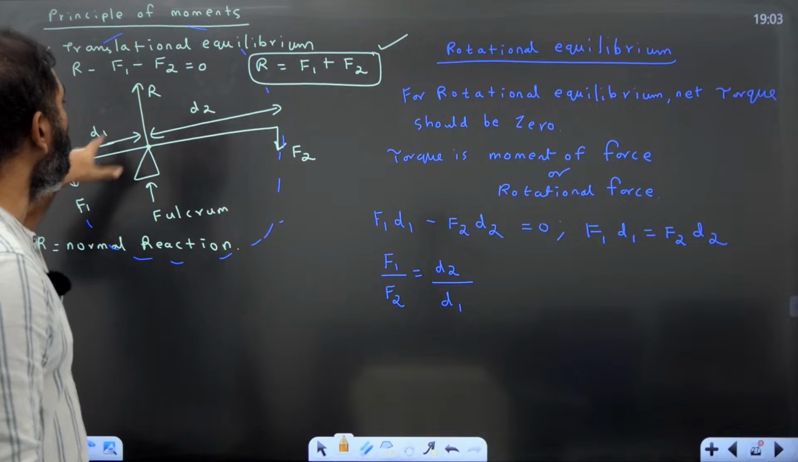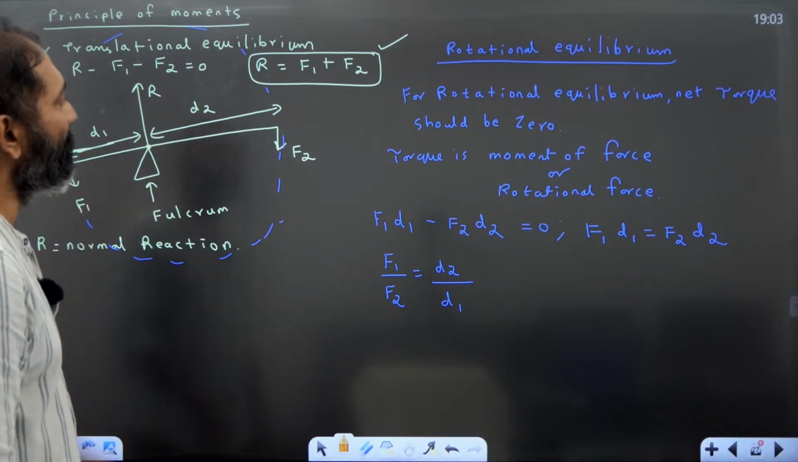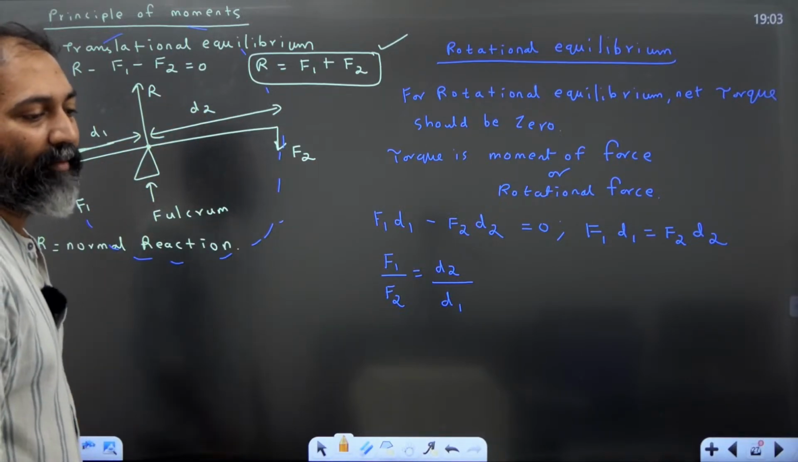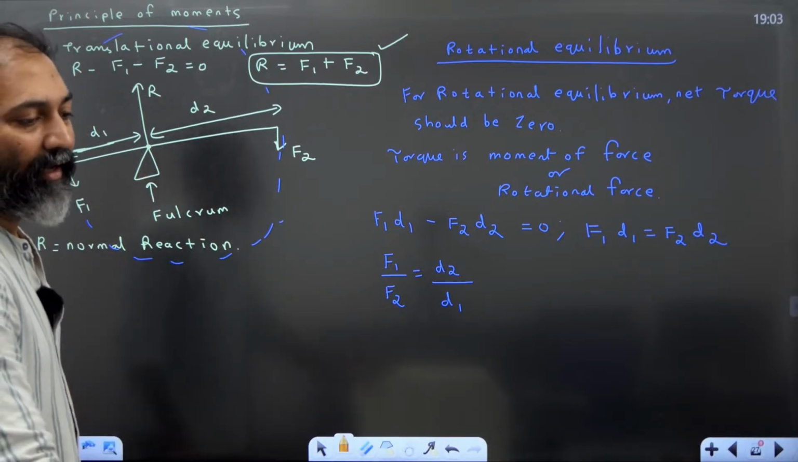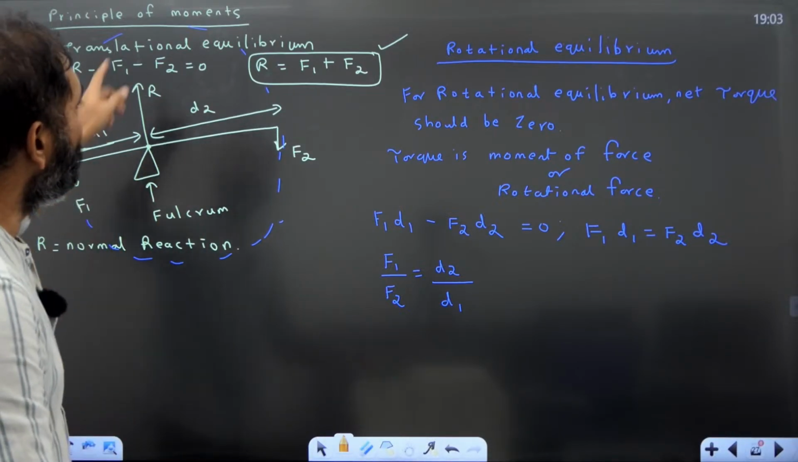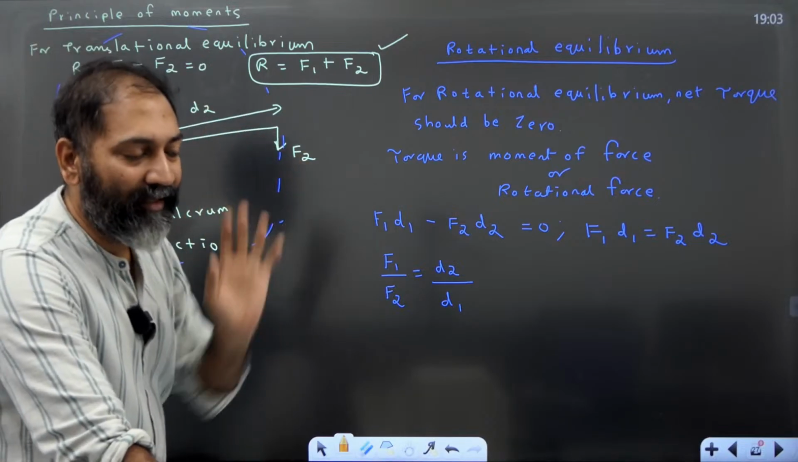Normal reaction should balance what? F1 plus F2, right? In translational equilibrium the same thing happens. That will be equal. Normal reaction should balance F1 plus F2.